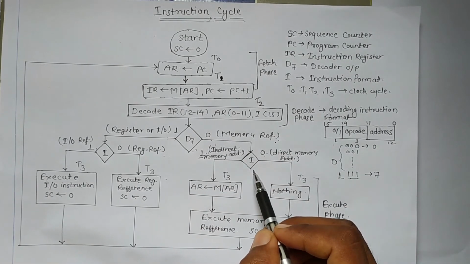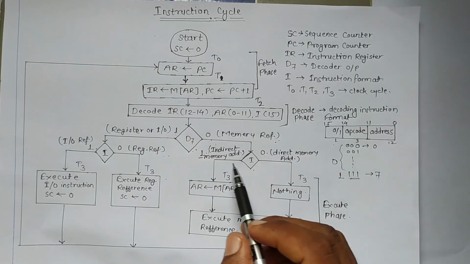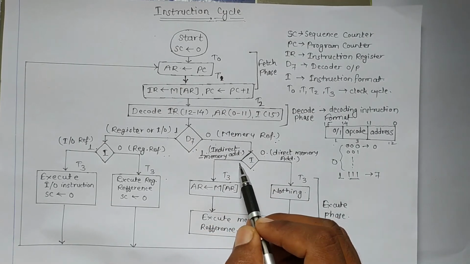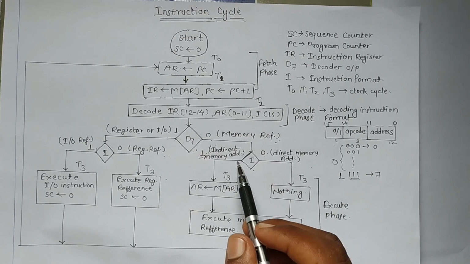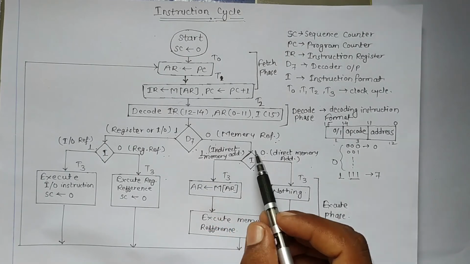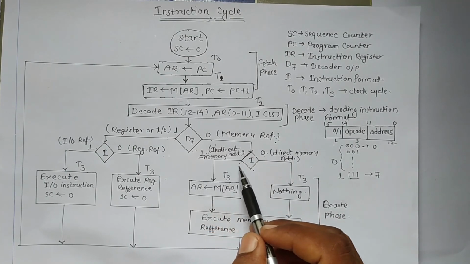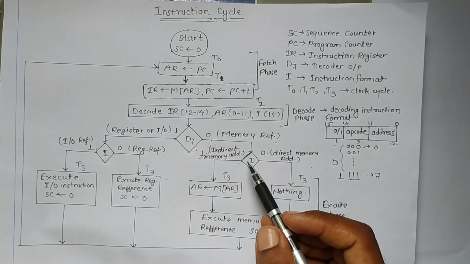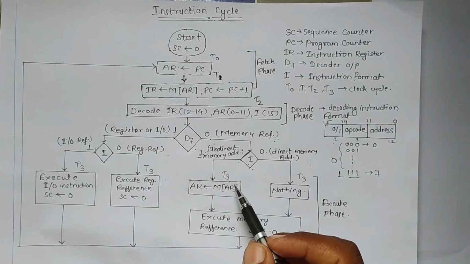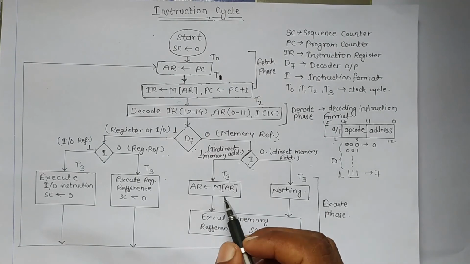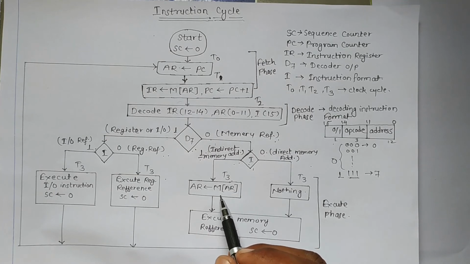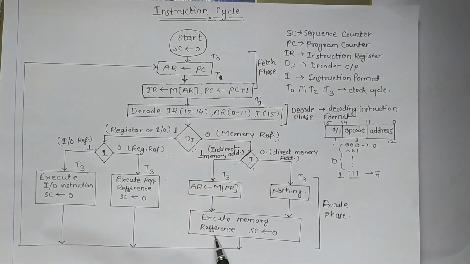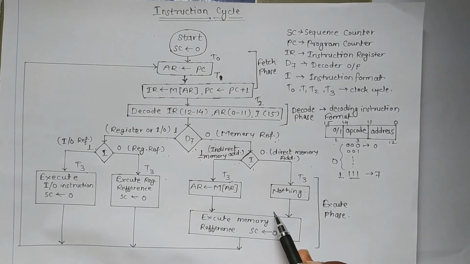If the addressing mode has the value 1, then it is an indirect memory address. If it has the value 0, then it is a direct memory address. Let it have the value 1, that means the instruction has an indirect memory address. At the clock cycle T3, the microprocessor stores the address of the instruction into another register and then executes the memory reference, and after the execution the sequence counter is initialized to 0.